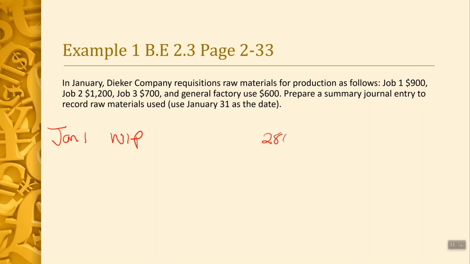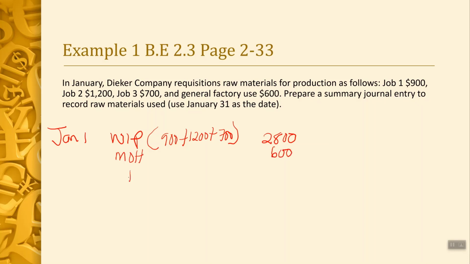How did we come about 2,800? It is the addition of your 3 jobs. So that's going to be 900 plus 1,002 plus 700. That should give that. Again, our manufacturing overhead is not something we're dealing with for now because we cannot trace it to a particular job. And so we still have it to be 600 on the debit side, not yet assigned.